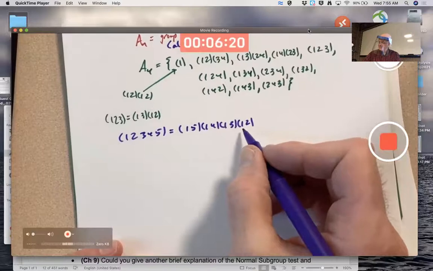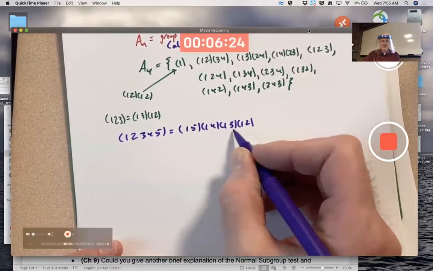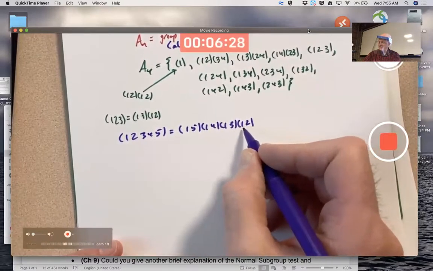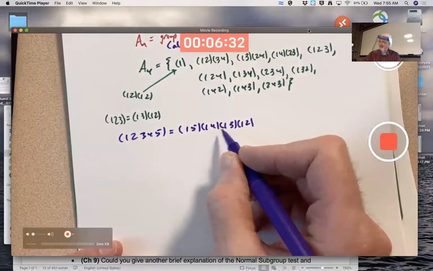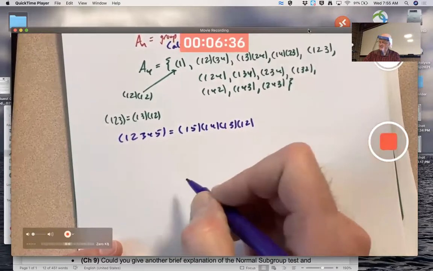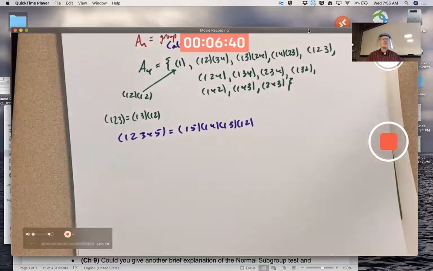1 goes to 2. Yep. Does 2 go to 3? Yes. Well, first it goes to 1, then it goes back to 3. Does 3 go to 4? 3 stays fixed, then 3 goes to 1, then 1 goes to 4. Yep. 4 goes to 1, then goes back to 5, as it should. And 5 does go to 1. Gets mapped to 1.